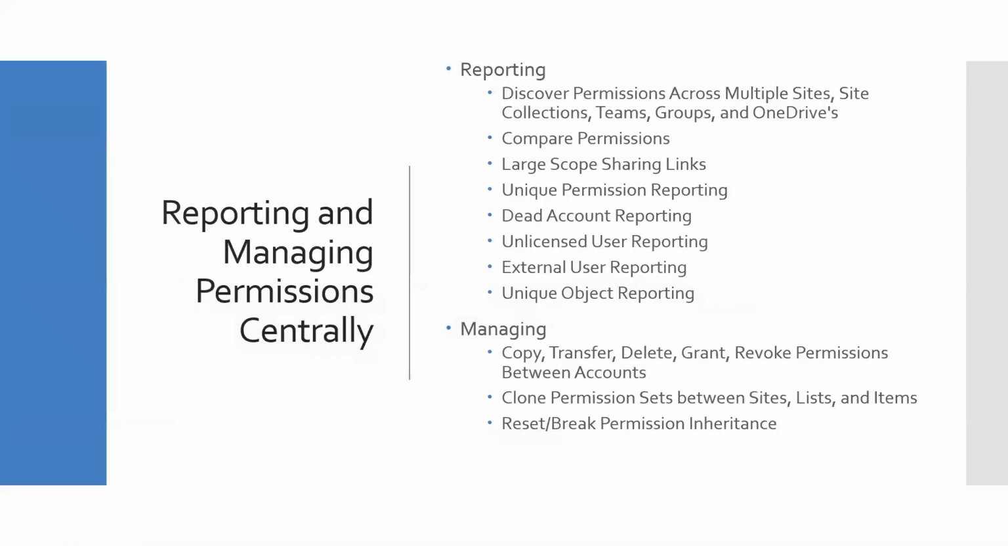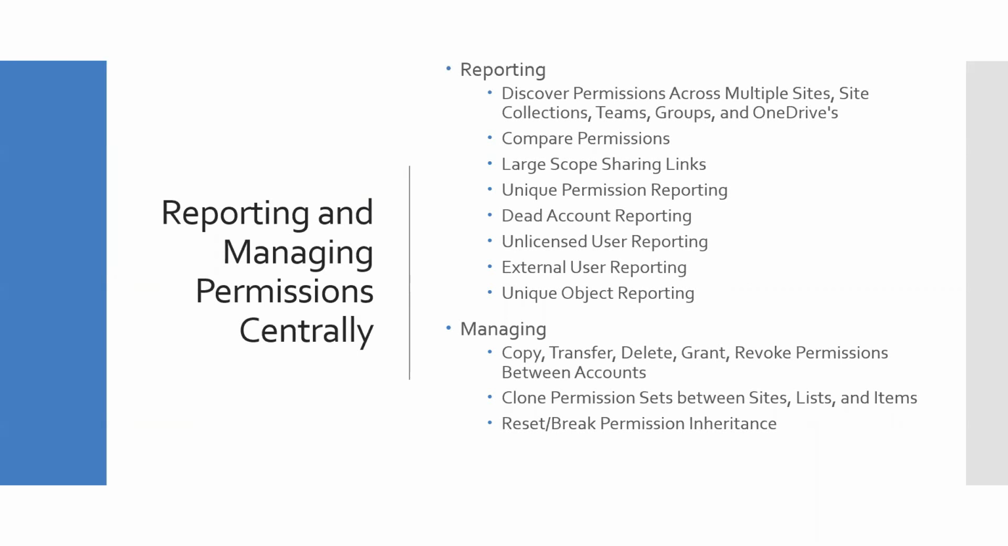Okay, so all of that is contextual stuff that we can do within the site. Let's take a look at what you can do centrally. Centrally, there's the same reports available, like discover permissions, but one of the things that's different here is we can run the reports not just inside the current site, but across multiple sites and multiple site collections if we want to, including hub sites and associated sites, or teams and channels, and that type of thing too.